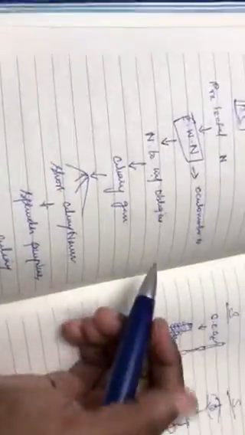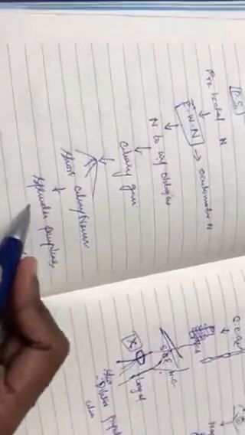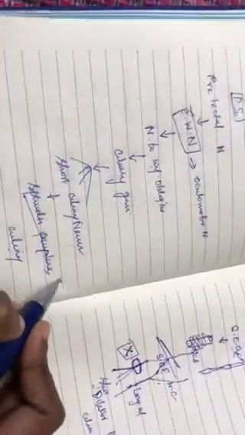So what will happen if the parasympathetic supply is gone? Sphincter pupillae will not work, so the pupil will be dilated. That dilated pupil is called Adie's pupil.